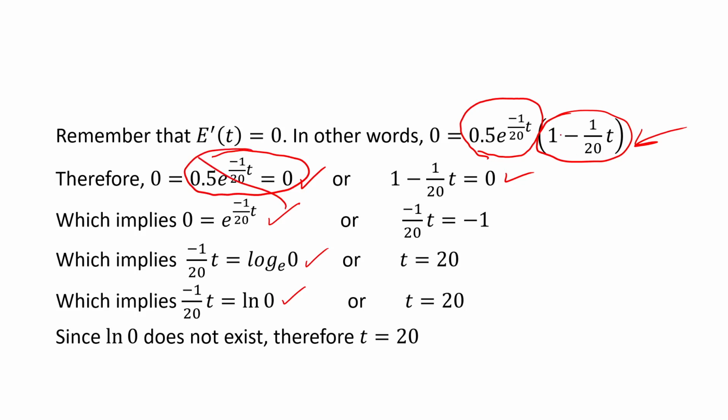So let's take a look at this second factor. That factor might equal 0. So if 1 minus 1 over 20t is equal to 0, then that means negative 1/20th t is equal to negative 1. Dividing both sides by negative 1/20th, we get t is equal to 20. So t equaling 20 is a possibility, that the derivative equals 0. And if you recall, our domain was 0 to 30 because we were told the student had 30 hours to study.